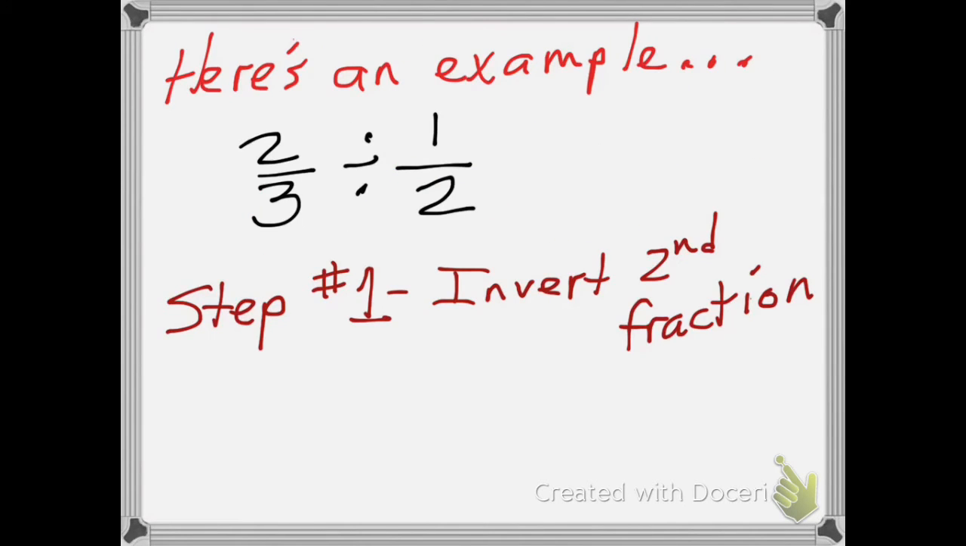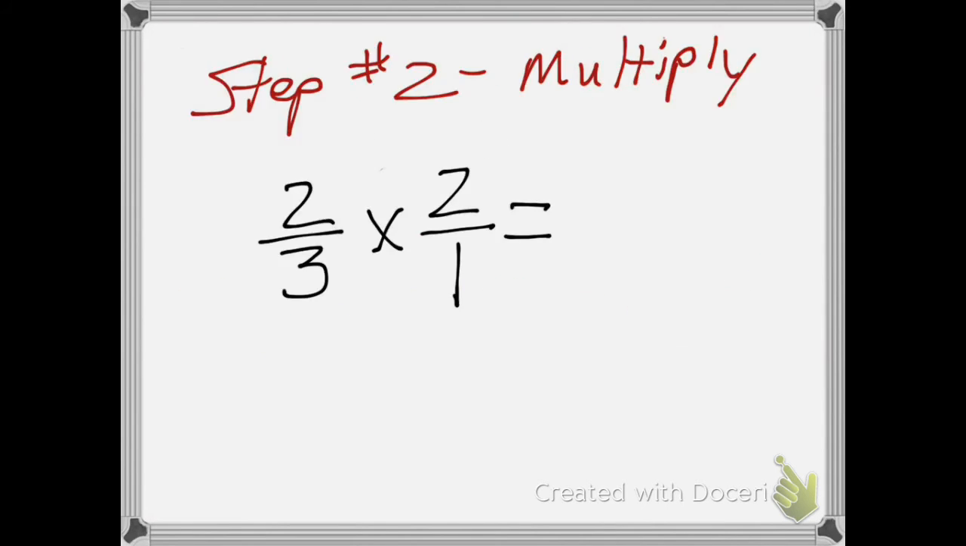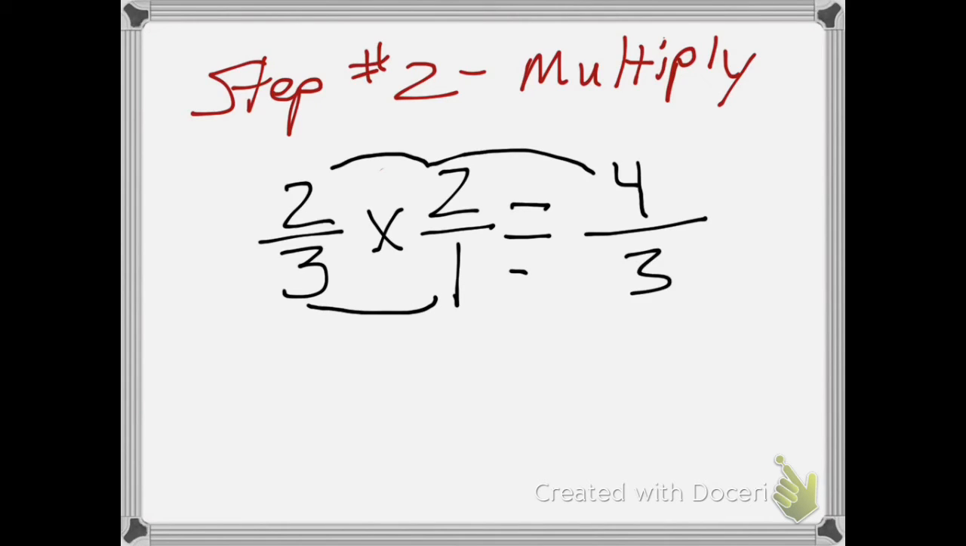Our example, 2/3 divided by 1/2. To invert means to switch them around. So what we're going to do is switch the 2 and the 1. We have 2/3 times 2 over 1. So we're going to multiply these numbers straight across. 2 times 2, simple, equals 4. 3 times 1 equals 3. We have 4 over 3.